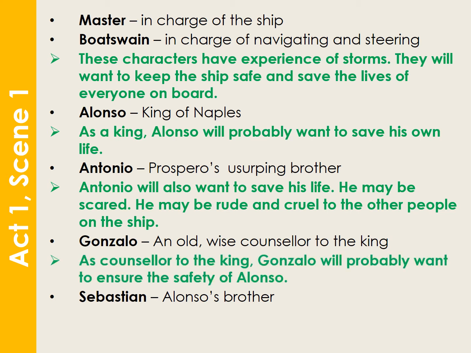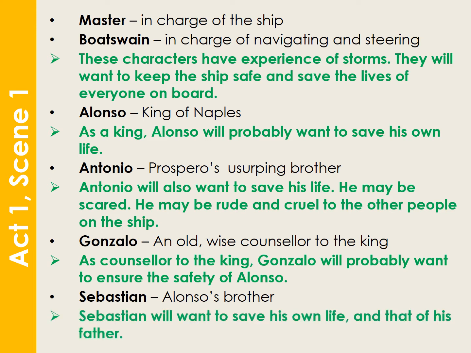Okay, so Gonzalo. As a counsellor to the king, Gonzalo will probably want to ensure the safety of Alonso. Because he is a counsellor, being supportive to the king's needs and wants is his most important role, really. So he will want to make sure that the king is absolutely safe in this storm. And then Sebastian, he will want to save his own life and that of his father. So here we've got a collection of characters who will be panicking, really, in this storm. And it's down to the master and bosun to get them through this storm.